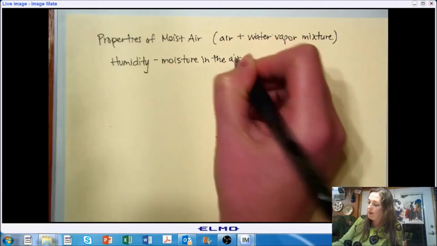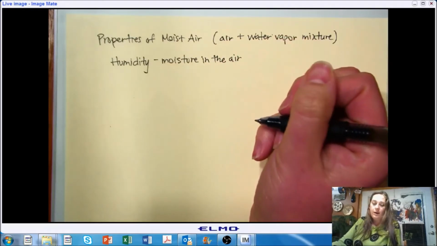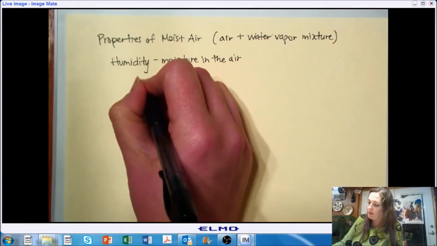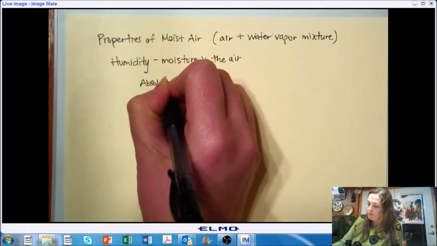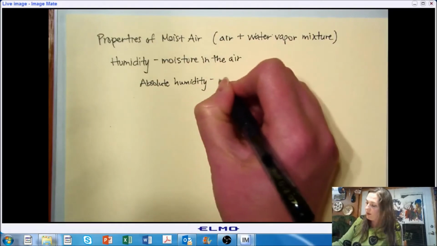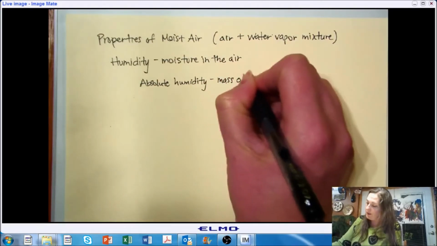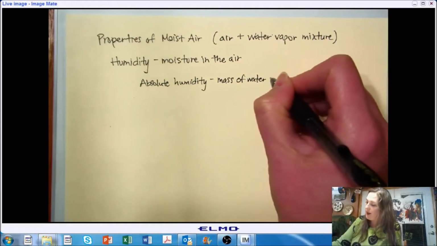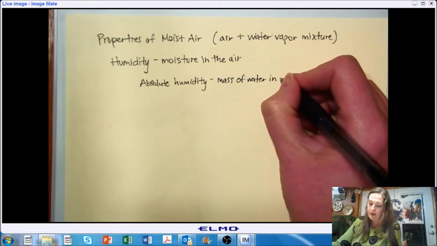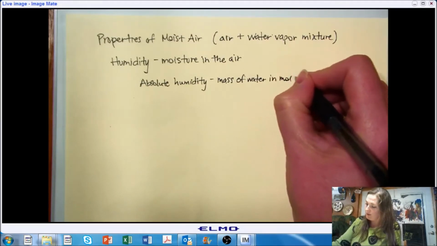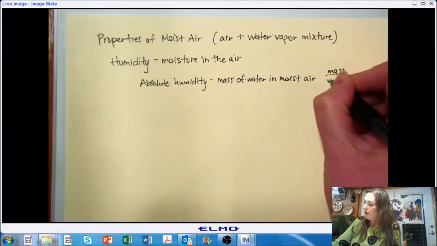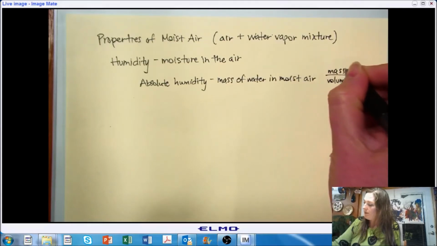And we're actually going to talk about 5 different measures of humidity. The first one we're going to talk about is absolute humidity, which is the mass of water contained in moist air. So remember, that's the air and water vapor mixture. And it's represented by a mass divided by a volume.